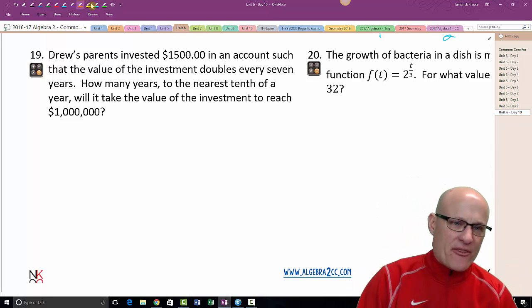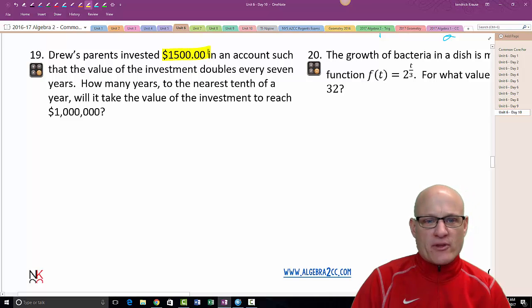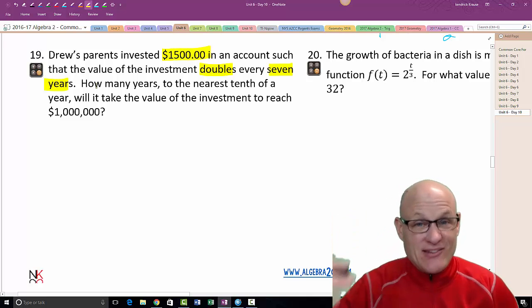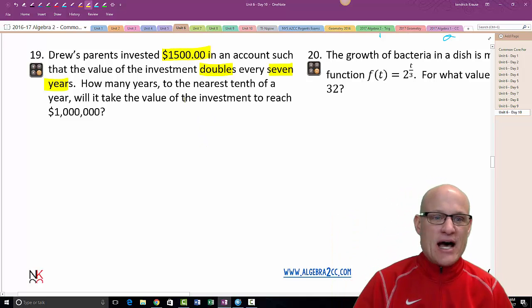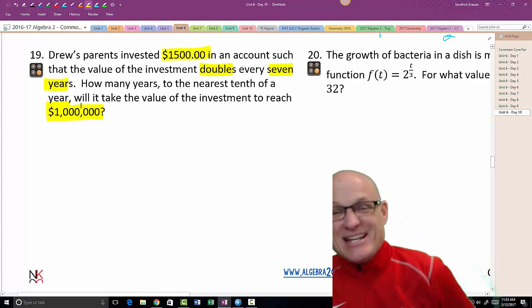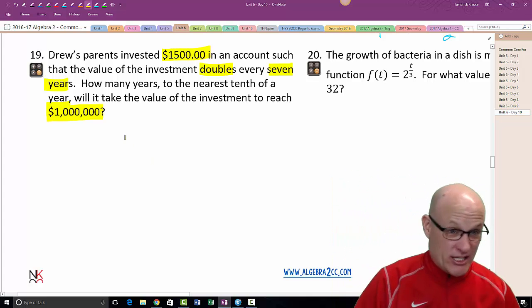All right, kids, let's highlight all the things that are important. Drew's parents started with an initial balance of $1,500. It's going to double every 7 years. It's not doubling every year. It's doubling every 7 years. That's important. How many years to the nearest tenth of a year will it take to reach $1 million? Well, the first thing we got to do, kids, is come up with the equation.